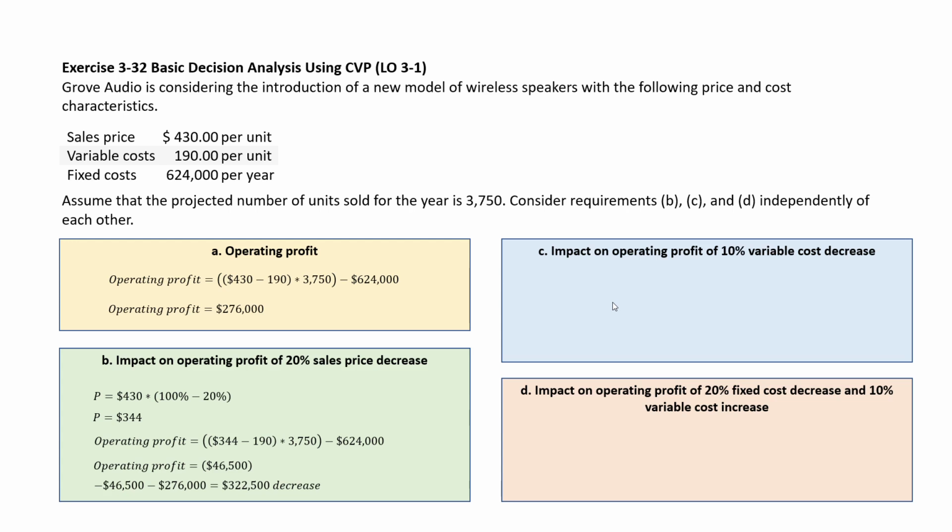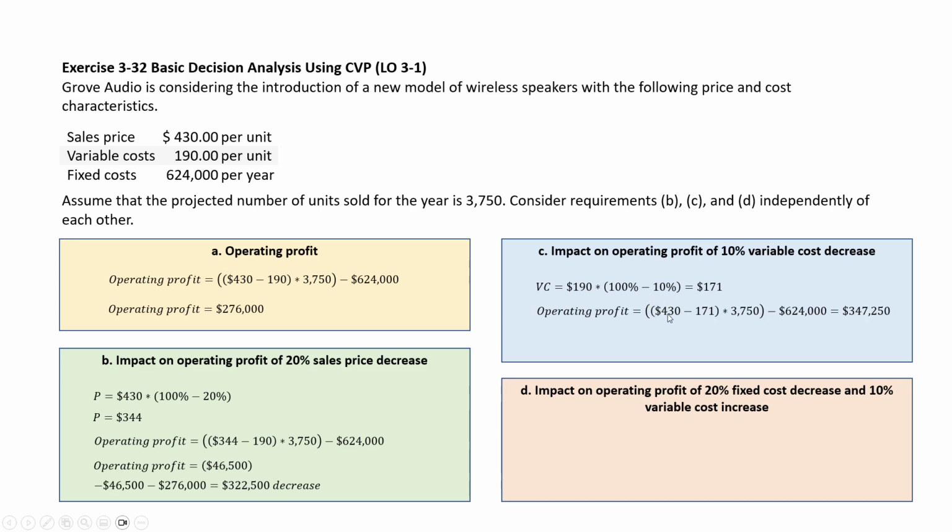So let's think about this. If variable cost goes down, contribution margin per unit goes up, meaning operating profit goes up, but up by how much? So our selling price is going to stay the same, but variable cost is going to go down by 10%. So I just shortcutted this and said if it goes down by 10%, it's only going to be 90% of what it originally was, times 190 means the new variable cost per unit is 171.